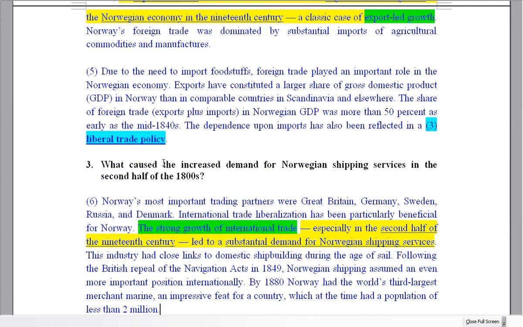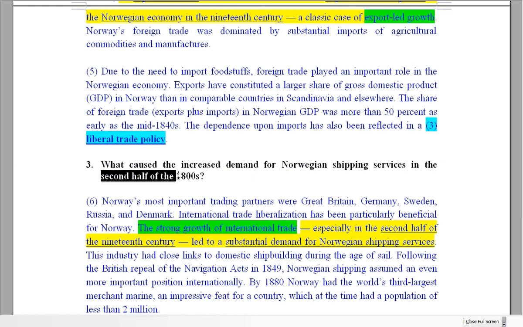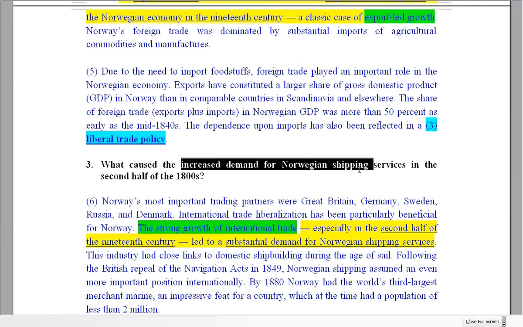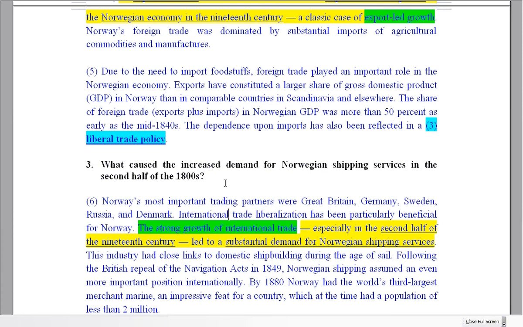Okay, so we've got the effect, increased demand for Norwegian shipping services. We've got a time marker, second half of the 1800s. Okay, so we've got the effect, we need to look at the cause. Ah, and these words here, led to substantial demand for shipping services. Substantial demand, increased demand. Okay, so this is the effect, so the cause is going to come before. All right, we've got our time marker here. So, what led to this? This did. Strong growth of international trade.